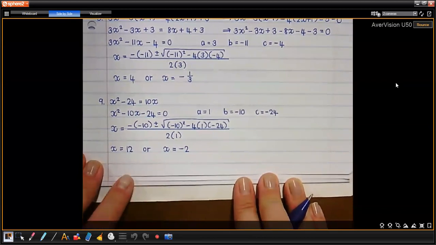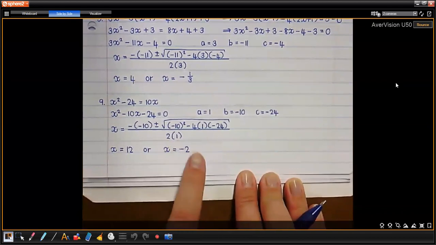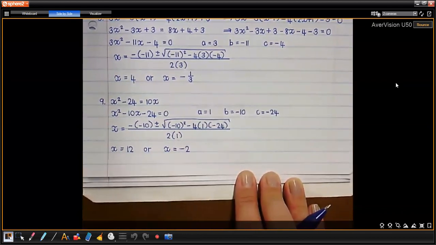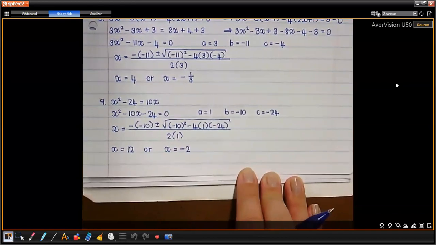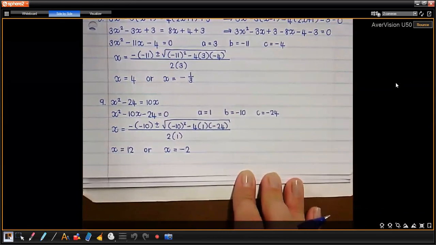Okay, so then you sub that into the formula and you get your two answers, 12 and then the other one is negative 2. Right? Is anyone doing that? Yes, cool, thank you.